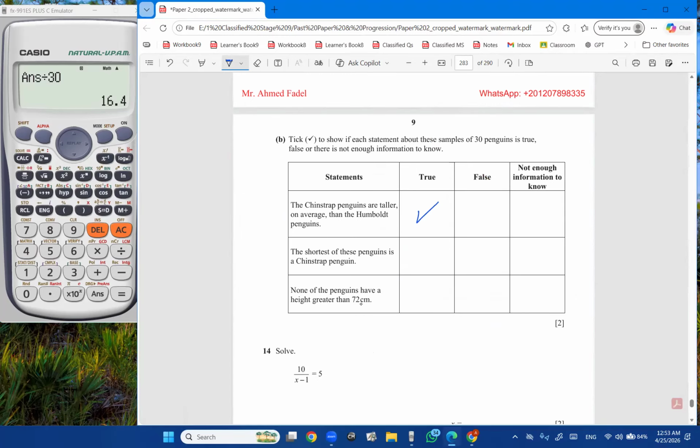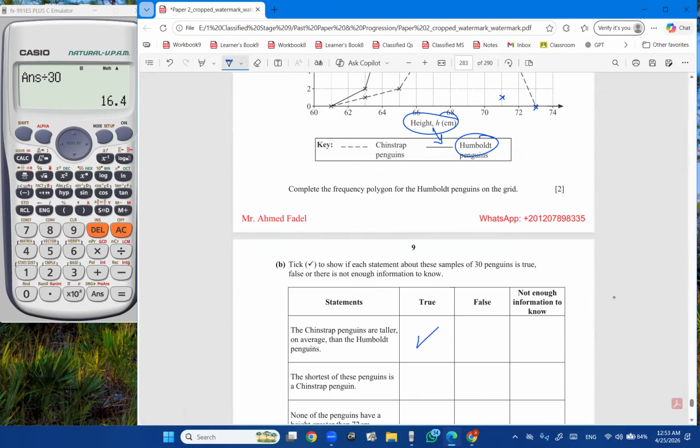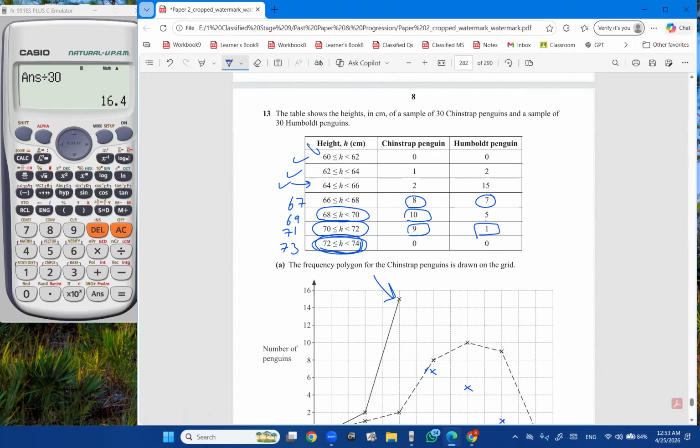The shortest of these penguins is a chinstrap penguin. Let's get back to this. The shortest is 60 until 62. 0, 0. We don't have any. All right, so from 62 to 64, I've got 1 from the chinstrap, and I got 2 from 62 to 64 in the Humboldt. But do you know which one of them is the shortest? Well, maybe this one chinstrap penguin is 63, maybe 62. The 2 Humboldt penguins could also be 62 or 63. So which one of them is the smallest or the shortest? We have no idea. We don't have enough information.